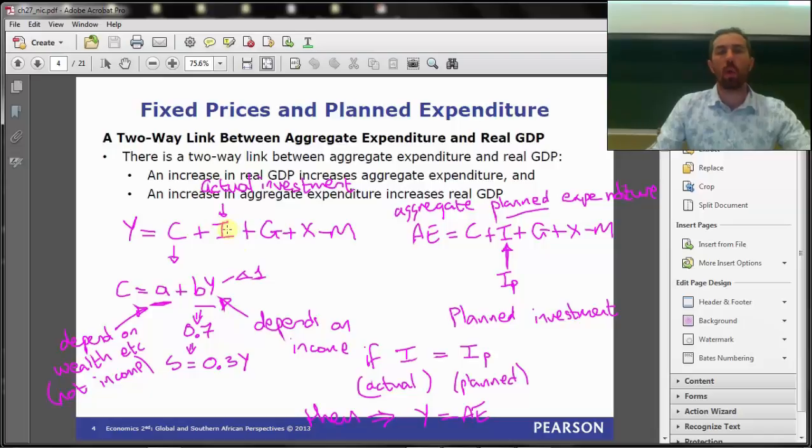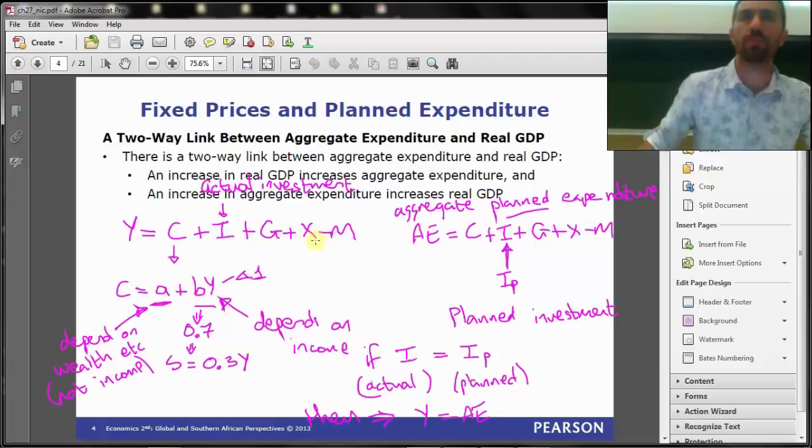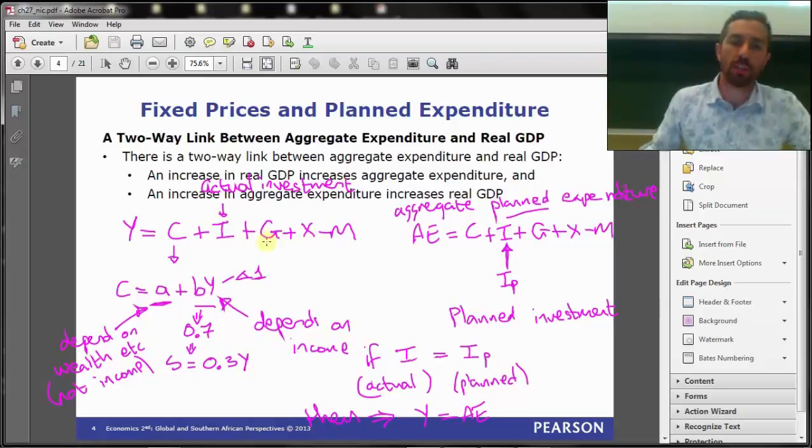That means it's an endogenous variable. We'll see that I is not going to change when Y changes. G is not going to change when Y changes. X is not going to change when Y changes. So all three of these variables are therefore called exogenous variables. Okay? Exogenous variables have got nothing to do with Y. These variables lead to a change in Y, but a change in Y does not lead to a change in these variables.